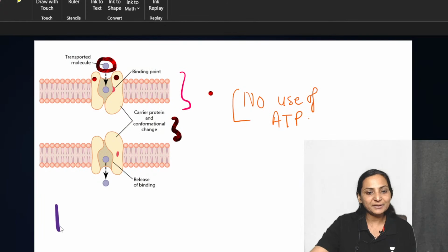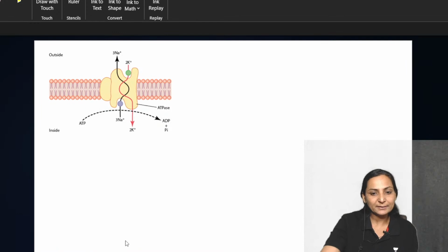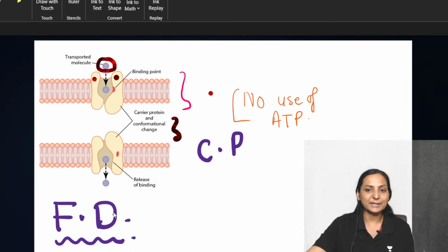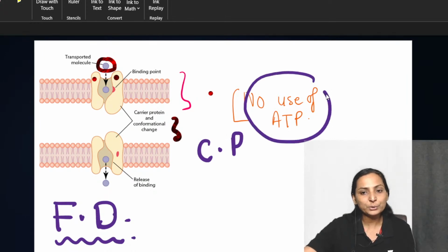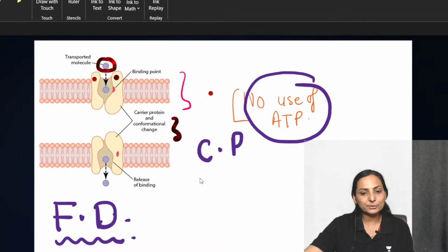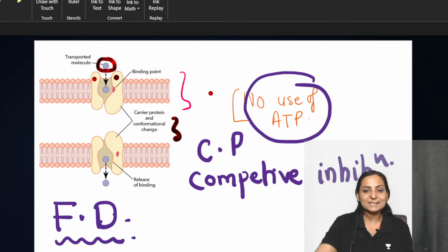This figure is definitely facilitated diffusion. Very, very important MCQ, and one of the very confusing ones. Why confusing is, in the case of facilitated diffusion, you are using a carrier protein, but you don't use ATP. It is just by a conformational change in the carrier protein. This is subjected to what we call competitive inhibition, right? This property is very important.